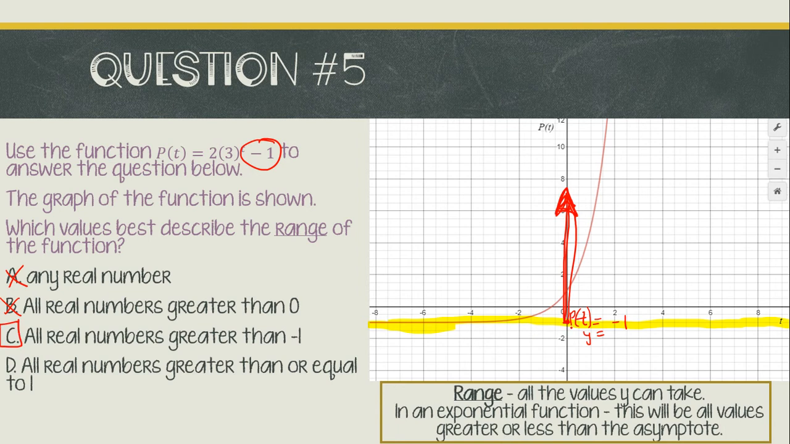So whatever your asymptote is, you have to look. If your graph is above that asymptote, it would be everything greater than. If your graph happened to be below that, then we could say it would be all real numbers less than. And it's never going to be equal to your asymptote. So just know that that's never going to be an answer choice because your line is just always approaching. It's getting closer and closer to the asymptote, but it will never actually touch or cross it.